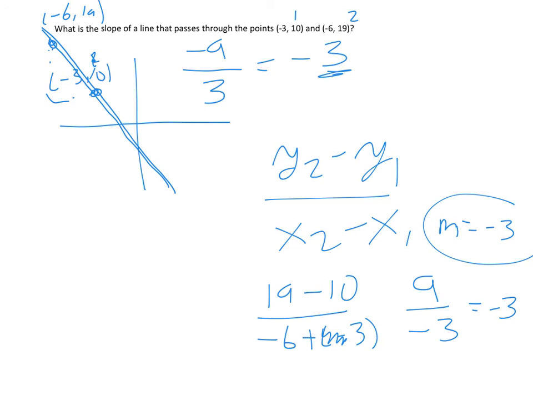So that's really all you do to calculate slope. You just need 2 points, find the difference in y between them, find the difference in x between them, and divide them. And that's it.